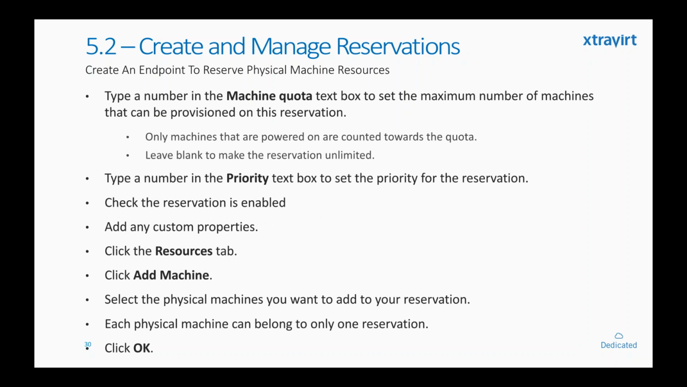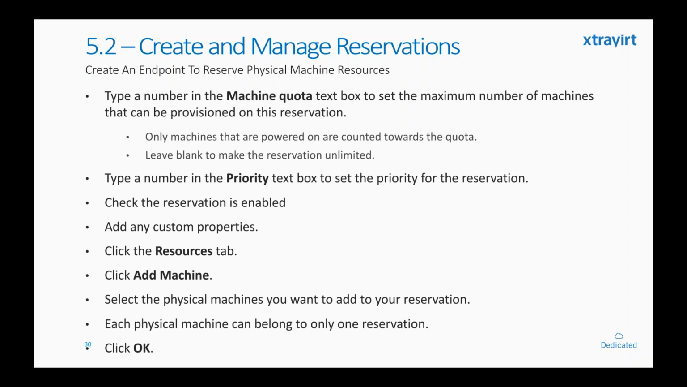Type in a number in the machine quota text box to select the maximum number of machines that can be provisioned on this reservation. Again, only machines that are powered on are counted towards this quota, and you can have an unlimited quota if you leave it blank. Specify the priority, make sure the reservation is enabled, and enter any custom properties.